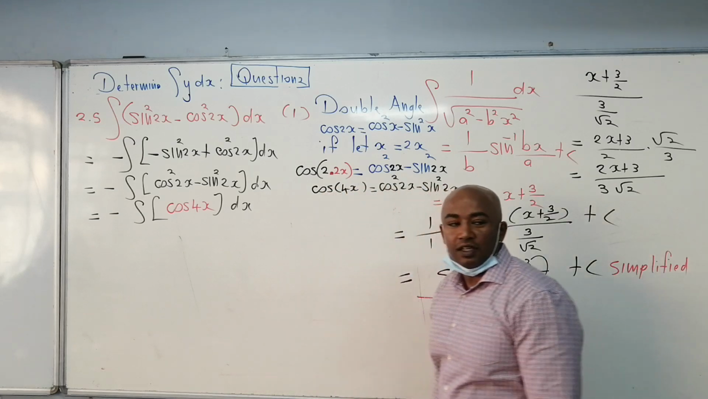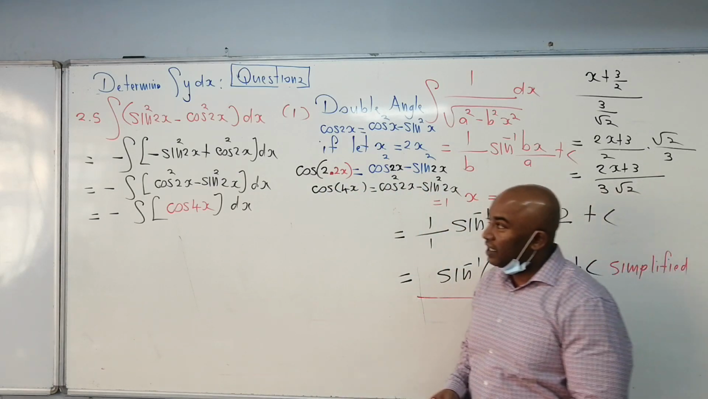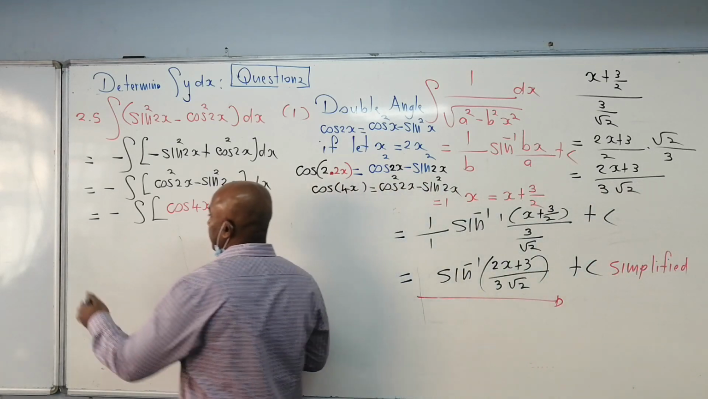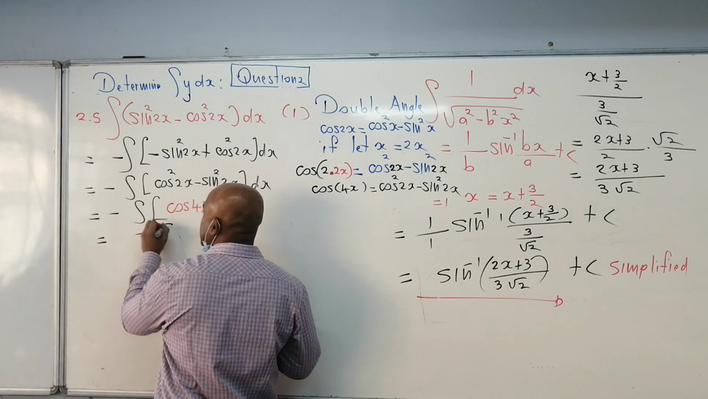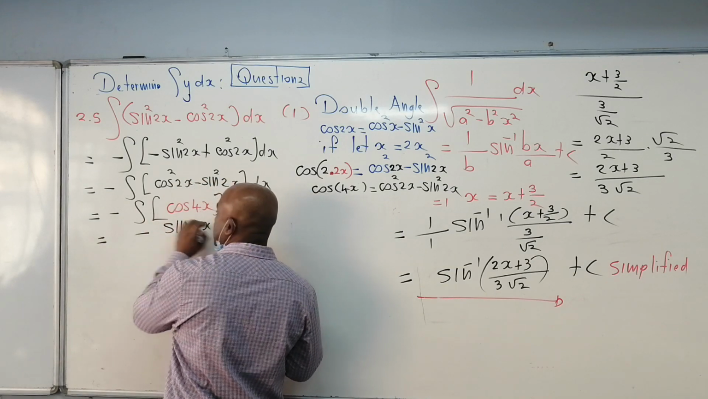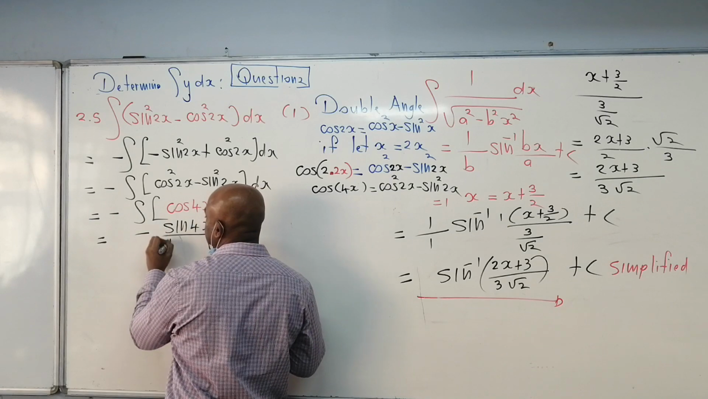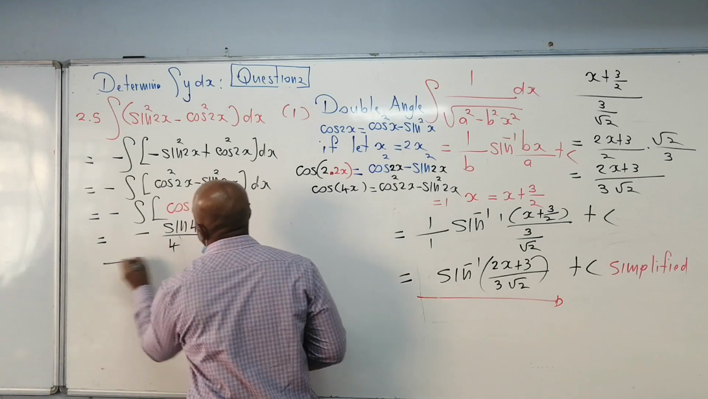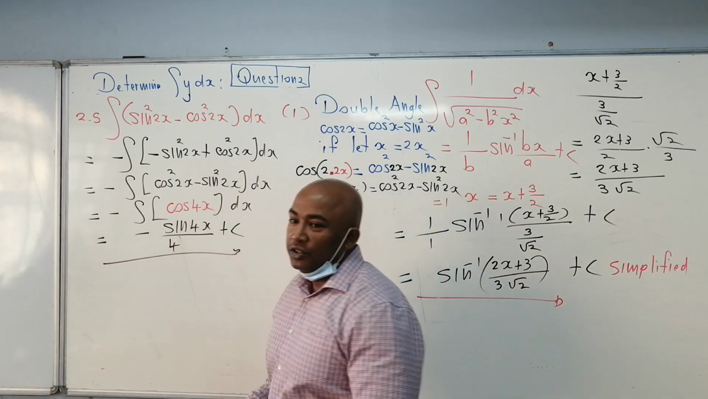And now it's a simple thing to do. We're just going to integrate minus cos 4x, which is going to be minus sine 4x. This minus was already here, all divided by 4, plus c, and you're done.